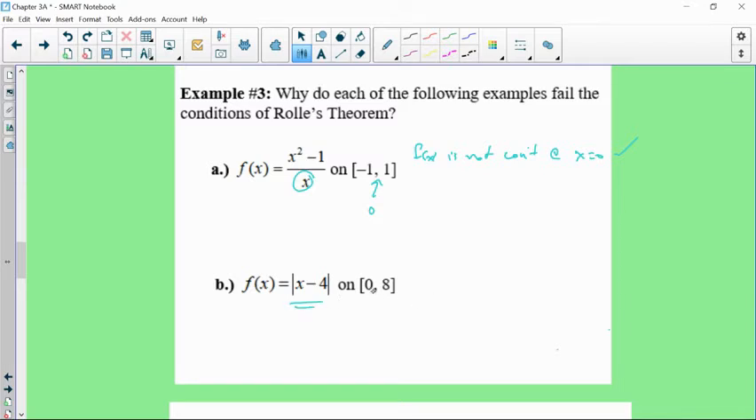Now, next one, this is continuous. And if you try to put in 0, you do get 4 as an outcome, and you put in 8, and you also get 4 as an outcome. But the reason that this doesn't work is because it's not differentiable at 4, right? So f of x is not differentiable at x equals 4.